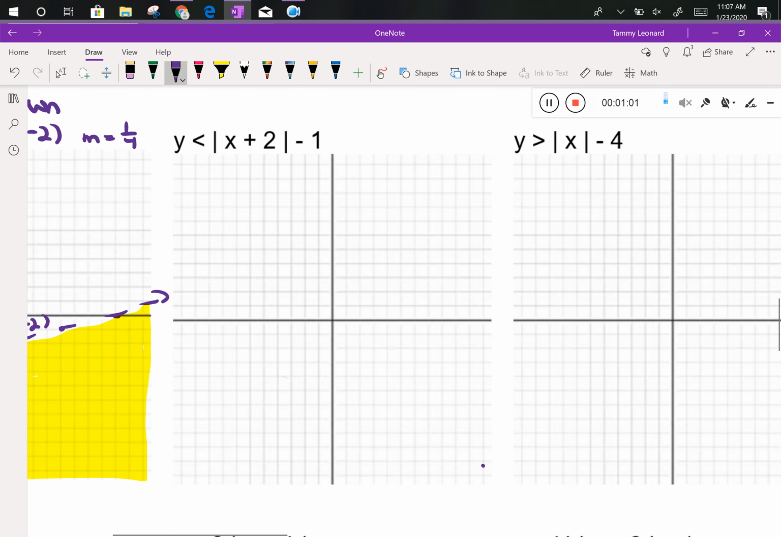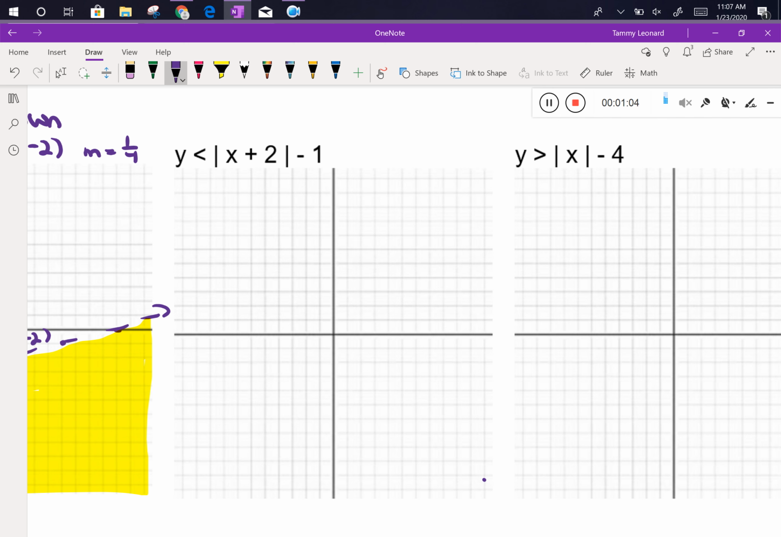In the second problem, we have an absolute value. I don't see any negatives in front of the absolute value, so I know that this is going to open up. I also don't see any numbers in front of the absolute value, so I know the slope will be plus or minus 1, positive 1 on the right and a negative 1 on the left. I can see that the vertex is (-2, -1). Remember, we take the opposite of this sign, but we don't take the opposite of that one. So we go to (-2, -1), and we're going to follow our slope of up 1 over 1 to the right, and up 1, back 1 to the left, all the way across the grid.